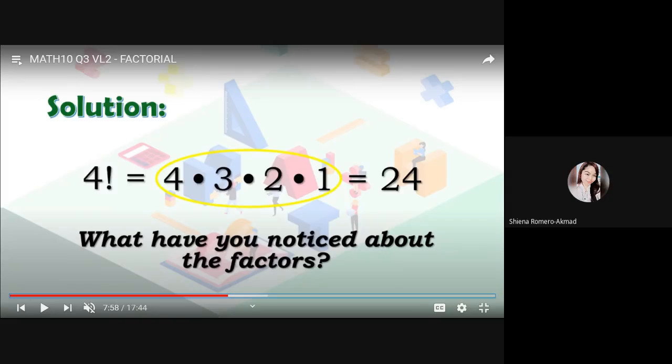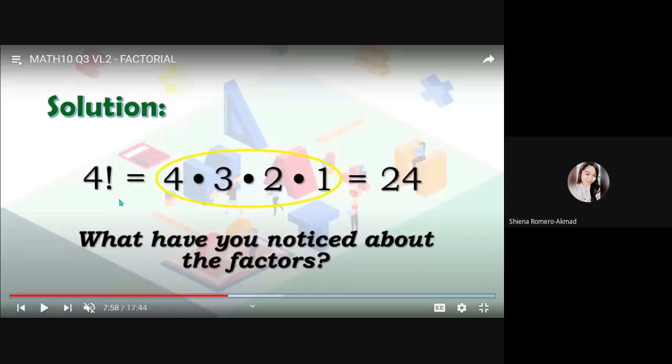Magkakasunod, ma'am. What is magkakasunod in English? In numbers, how do we refer to that? Sequence, or we say they are consecutive numbers. Okay? So when we say consecutive numbers, magkakasunod. Okay, naintindihan?